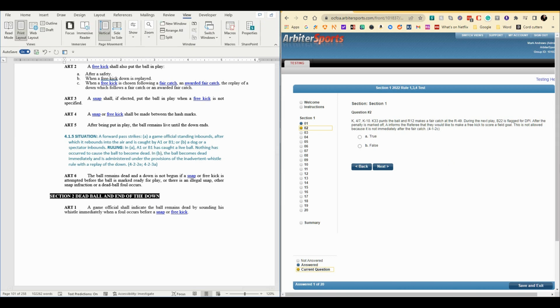So the question states that this is not allowed because it's not immediately after the fair catch. We know that 4-1-2-C says the replay of a down which allows a fair catch, then they can allow a free kick. So this is false.